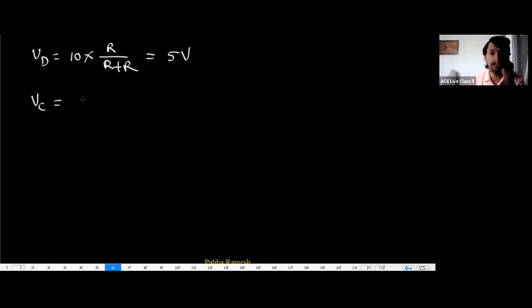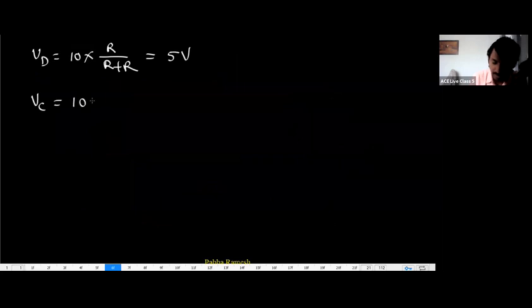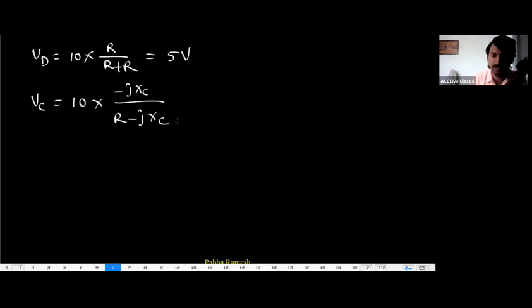After that, sir, what is VC? Concentrate here. VC is the voltage across this. Yes or no? What is that? XC. So therefore, 10 into minus JXC by R minus JXC. That's what the actual point here. Clear? But what people are taking is 1 by 1 plus, no, this is real and imaginary.